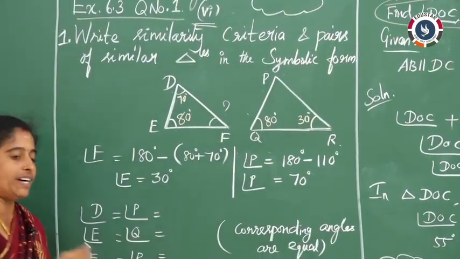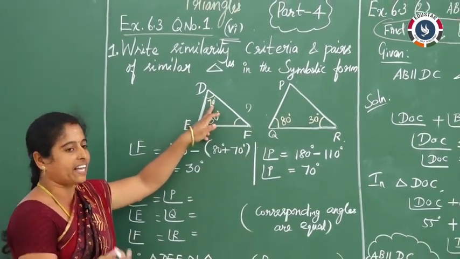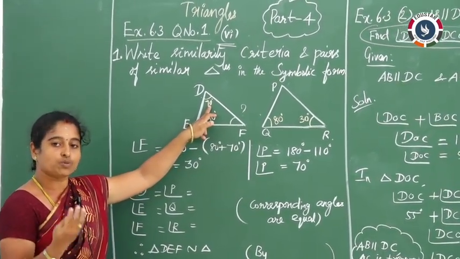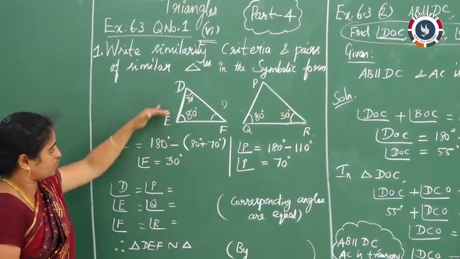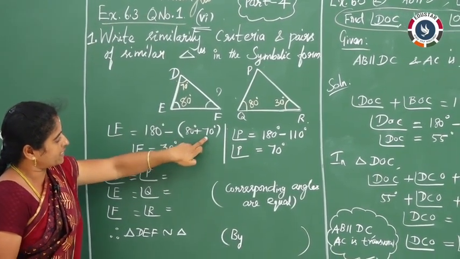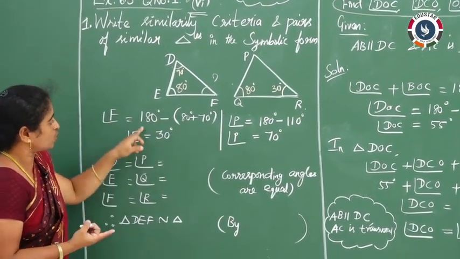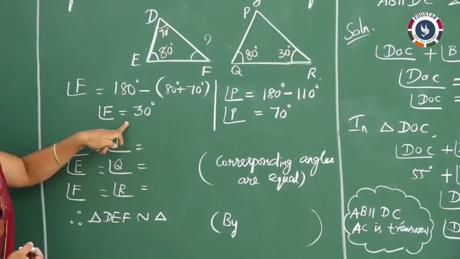How do we find out the third angle? By using the angle sum property. The sum of the three angles in any triangle is what? It is 180 degrees. So with that we are going to find out. 70 plus 80, what is the value? 70 plus 80 is 150. So when you subtract 150 from 180, we will get 30 degrees.